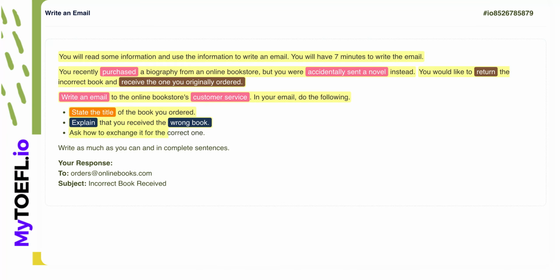Ask how to exchange it for the correct one. Finally, this is your call to action. You need to ask how to solve the problem. Specifically, you are asking for the process to exchange it for the correct book. This shows you are proactive and looking for a resolution. Using a polite question format here is essential for maintaining a courteous tone throughout your email.